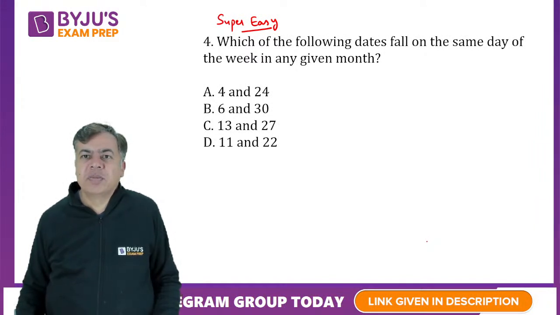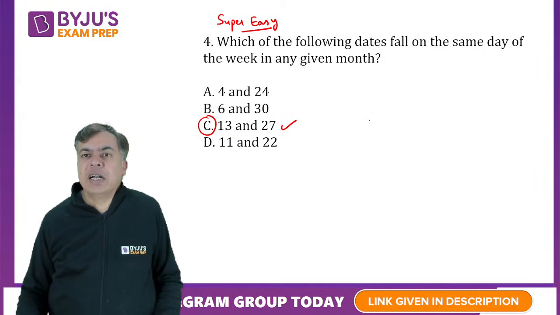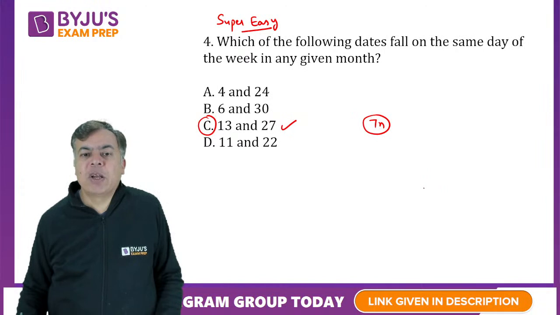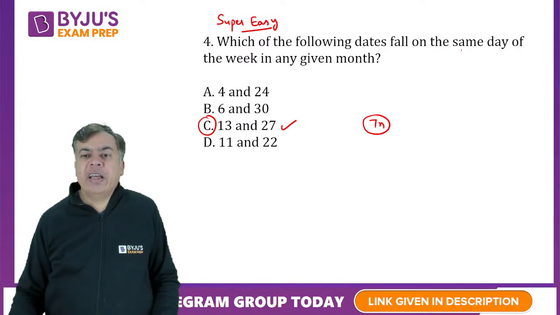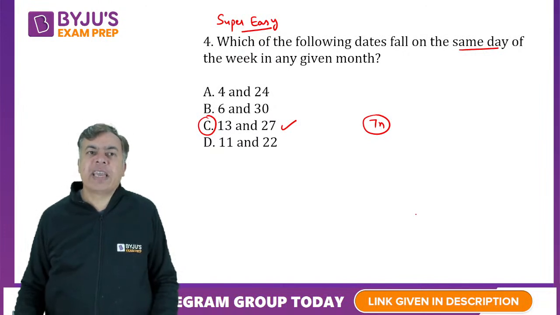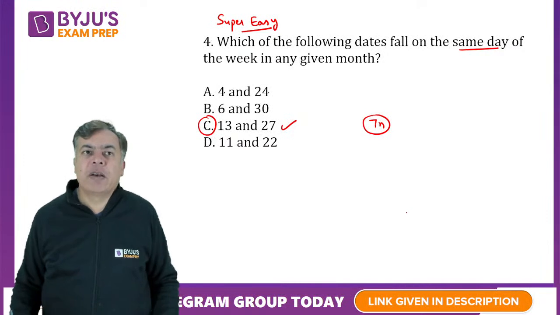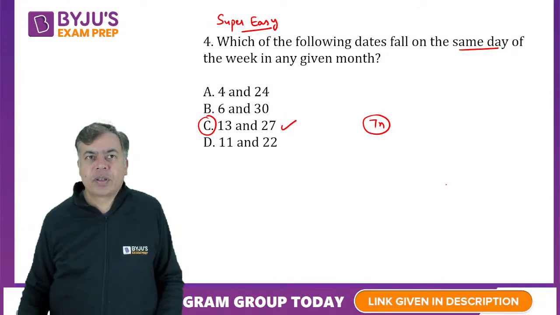Right? Good, good. So yes, of course, this was super easy because when the difference is a multiple of 7, the day will be the same. The day is going to be the same if the difference of the dates is a multiple of 7, right?